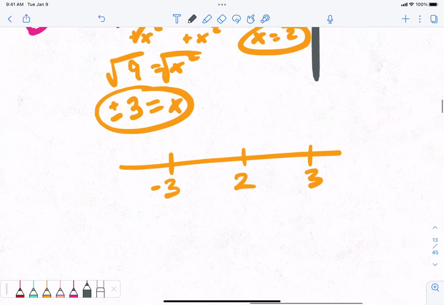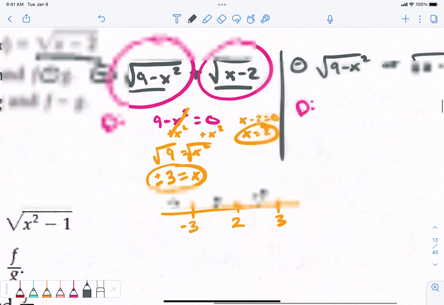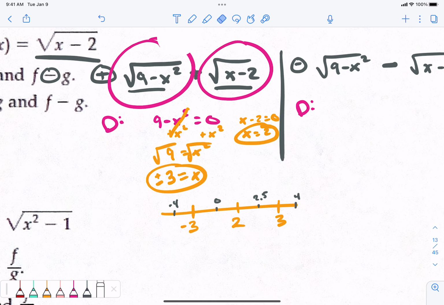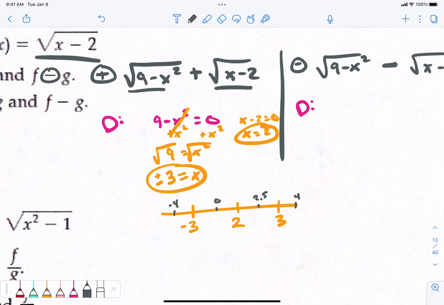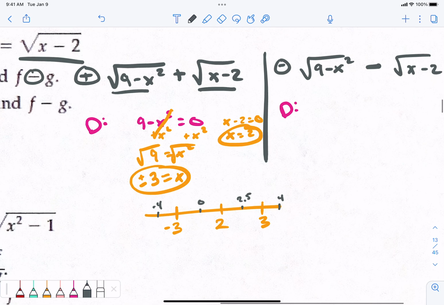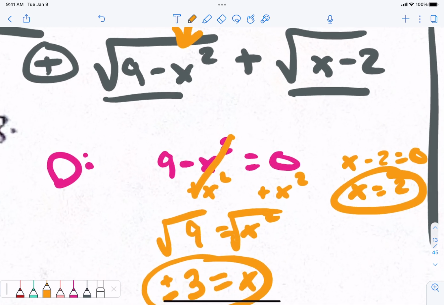Then we test some points. On the left of negative 3, what would you like to test? Negative 4. In the middle, 0. In the middle of 2 and 3, 2.5. And beyond 3, 4. We've got to test those points. We're going to plug them in and see if they give us problems. So if I plug negative 4 in here, negative 4 squared is what?